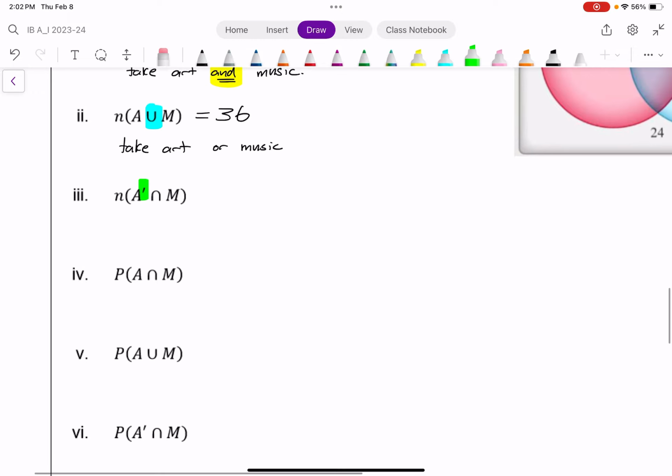And so one way of looking at what this means, it is an intersection, but this is how many people don't take art, but also take music. Because this is an intersection, so we have to think where they overlap. So how many students don't take art, but do take music?